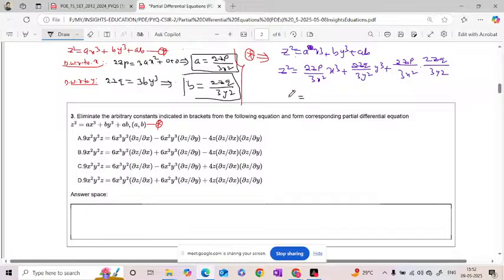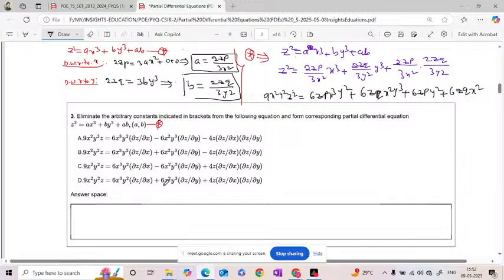Okay, so just multiply by 9x square y square. Now it is 9x square y square z square. Here we'll get 6zp x cube and y square. Here 6zp z cube x square and y cube. Here 6zp y square, and here 6zq x square.